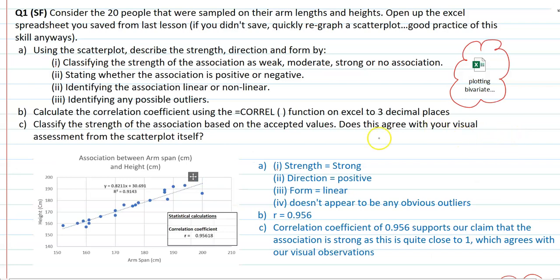Finishing off answering the question, I've just pasted across the graph as well as the correlation coefficient. So for A, we confirmed it was a strong correlation, positive and linear. And one thing I didn't talk about before was the fact that it doesn't appear to have any obvious outliers. For part B, the correlation was 0.956 rounded to 3 decimal places, and this value supports our claim that the association is strong, as this is quite close to 1, which agrees with our visual observations.